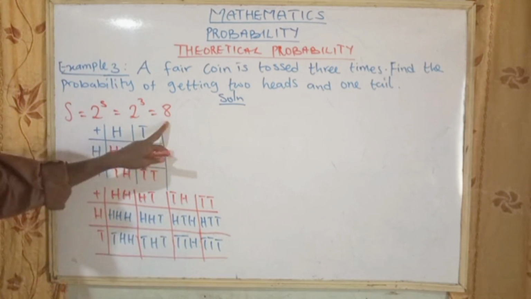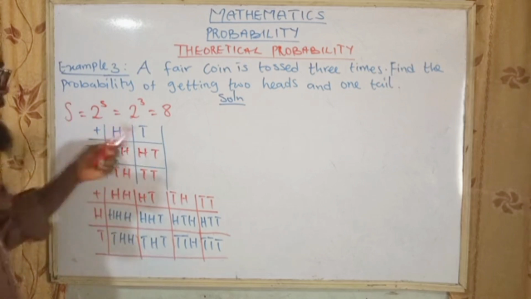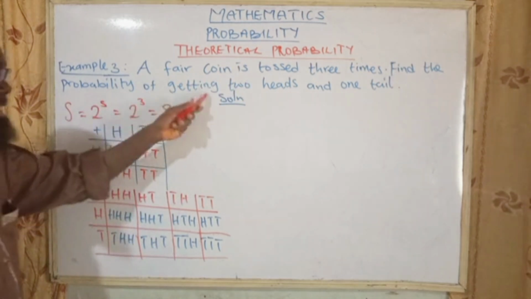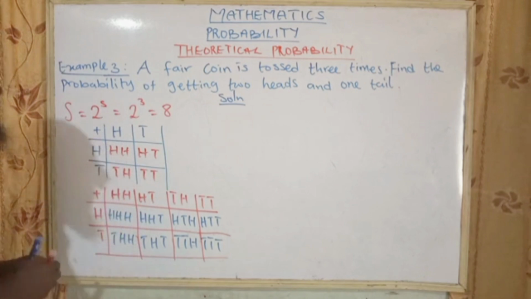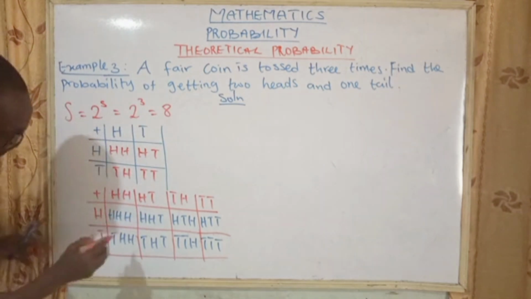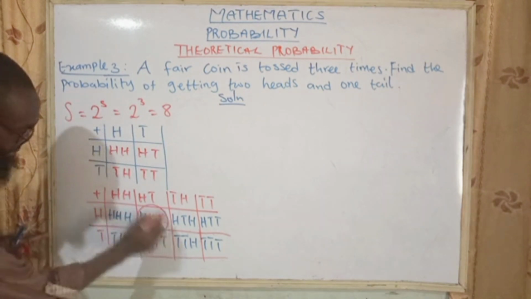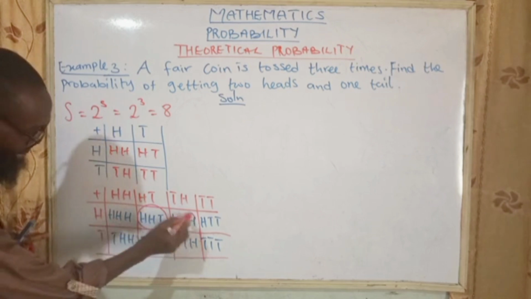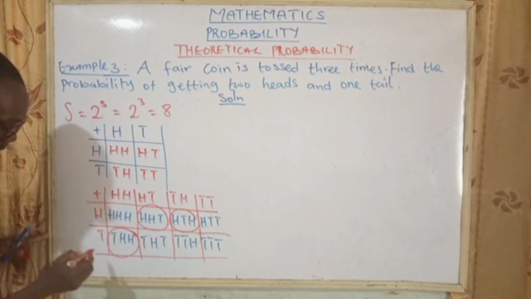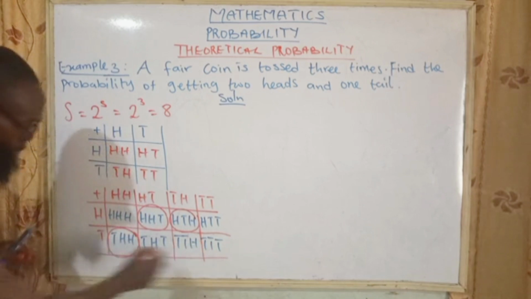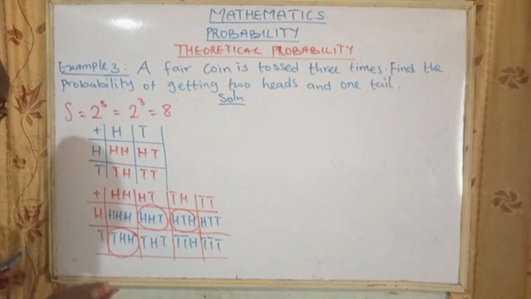Total is 8. Now, the question is to find the probability of getting 2 heads and 1 tail. This is 2 head, 1 tail. This is 2 head, 1 tail. This is 2 head, 1 tail. So there's no more 2 head, 1 tail again.